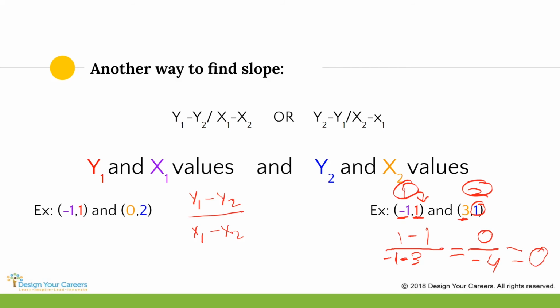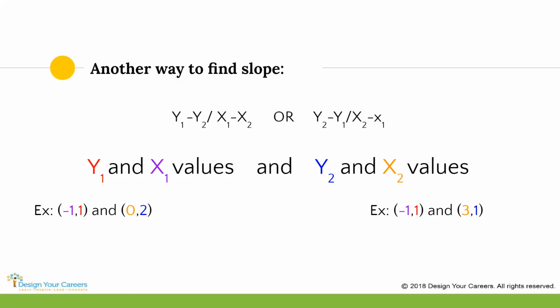Now, what do we know about slopes that are 0? If you look back at your notes from earlier, we know that if a line has a slope of 0, that means that it is a horizontal line. So we know that the line that has these points over here is a horizontal line. You can also just see this by the y values being the exact same.